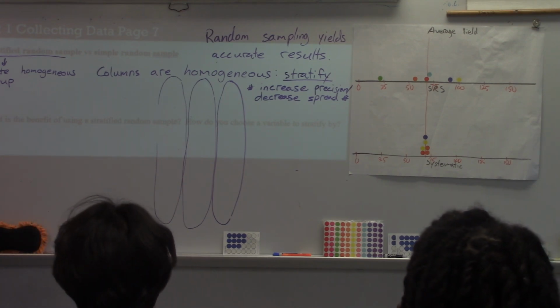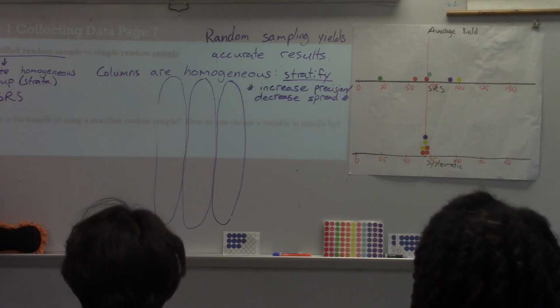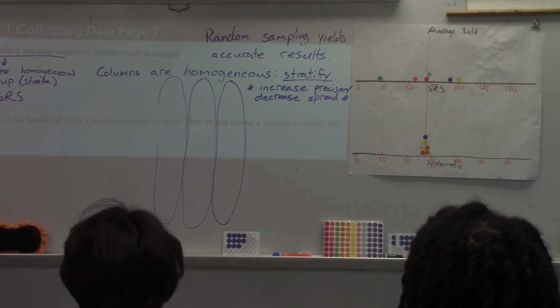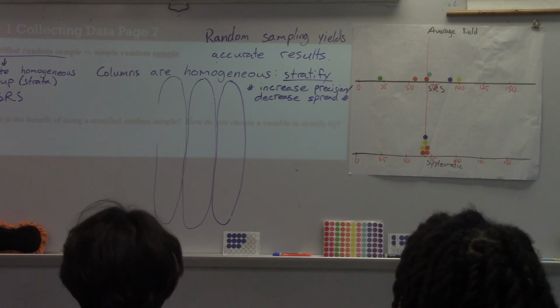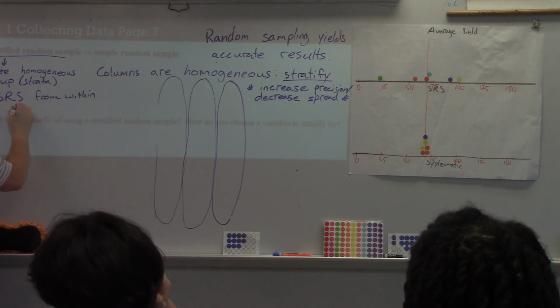But I would also point out, the homogeneous groups are called strata. Within the strata, we use a simple random sample. So when you use stratified random sampling, within your strata, you're going to collect a simple random sample. Okay. Questions?